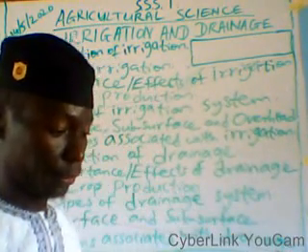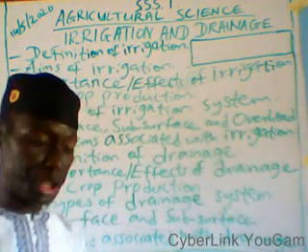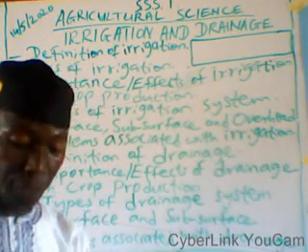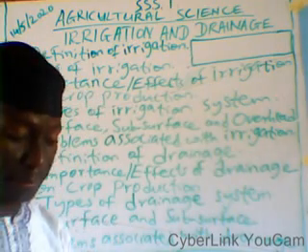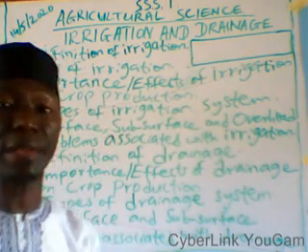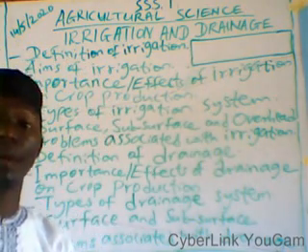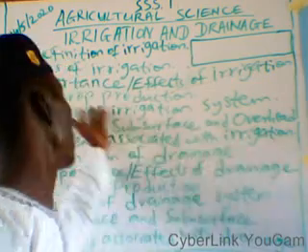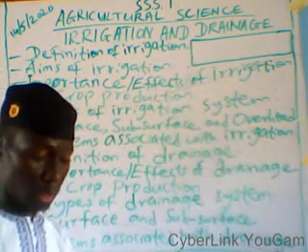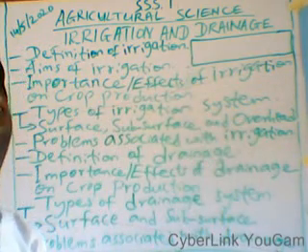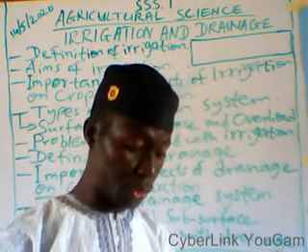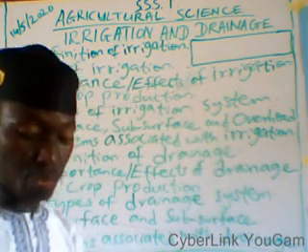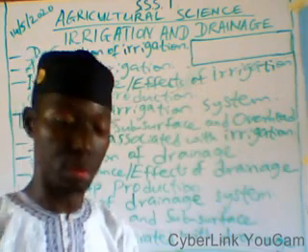What is irrigation? Irrigation is the artificial application of water to the farmland to improve farming activities. And this normally takes place in an area where there is absence of rain. That will now take us to the aims of irrigation. Number one is to cool the soil and the atmosphere. Two, to ensure survival of crops and to make early planting possible.